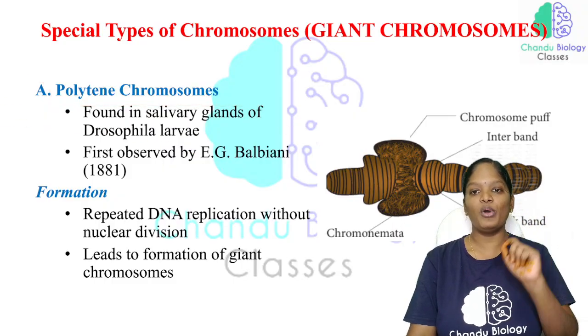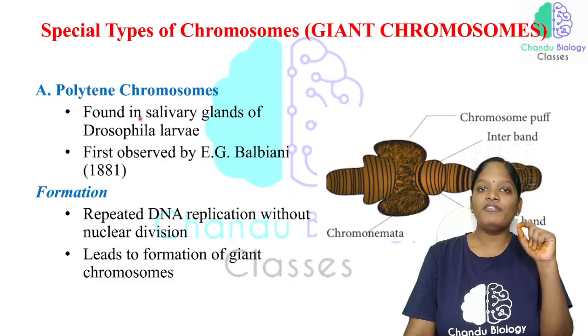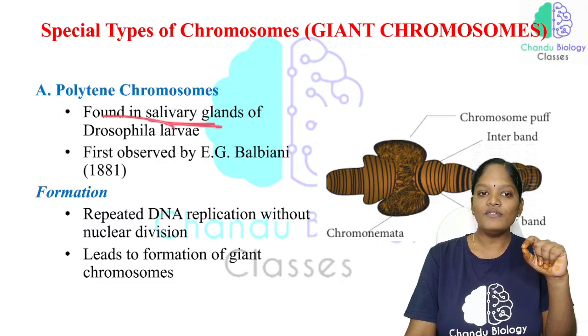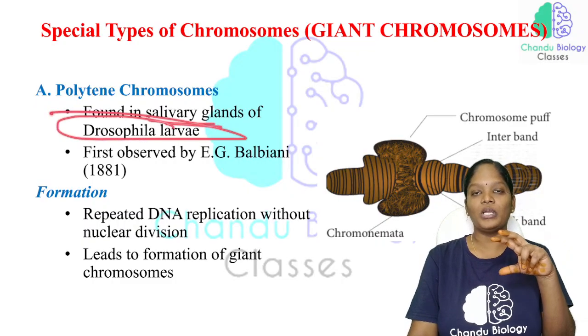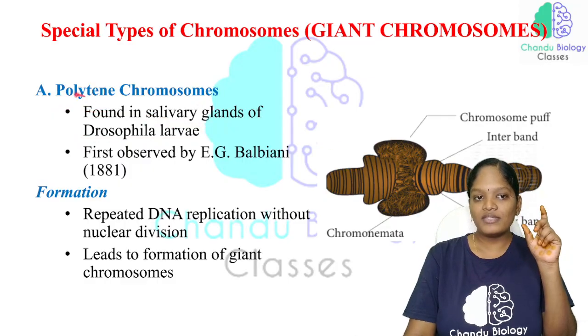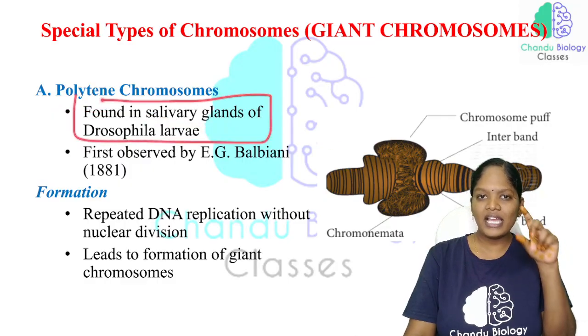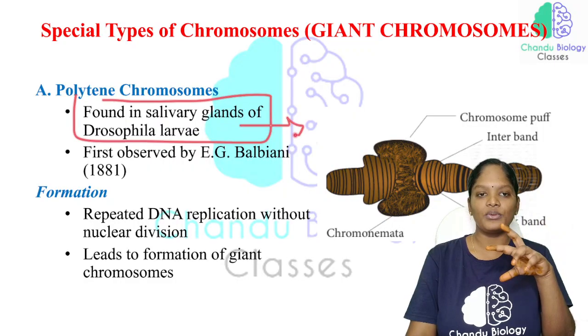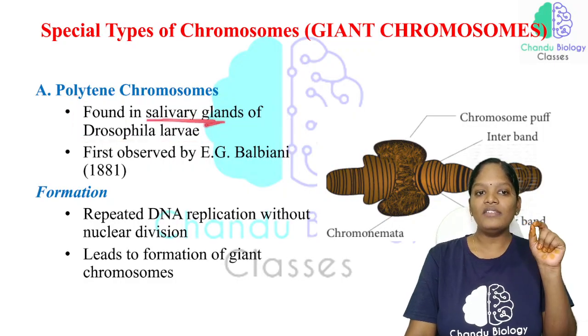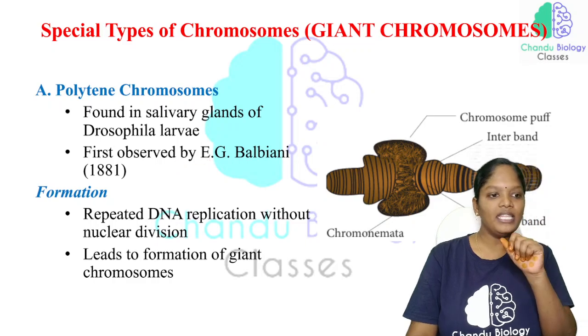So this is what polytene chromosomes are. This is found in the salivary glands of Drosophila larva. Salivary glands, so this is a statement where we can expect questions. This is first observed in the Balbiani rings.